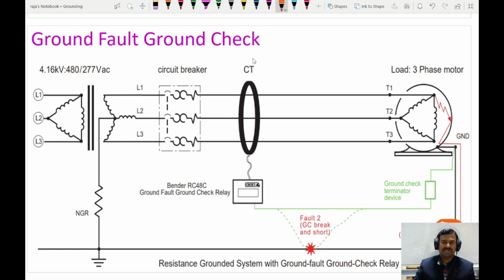So here we have a CT. This CT is going to always monitor the line currents L1, L2, L3, and if they are equal, that means there is no fault and it is not going to give any signal. So this is the main role, or the first role, of this ground fault ground check relay.